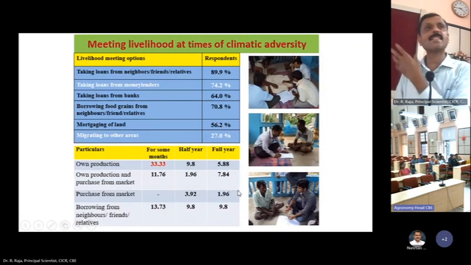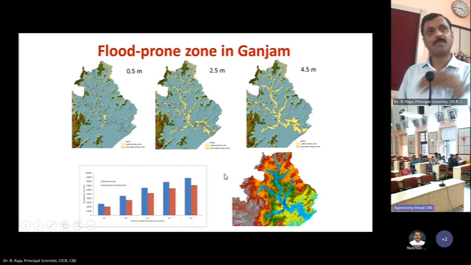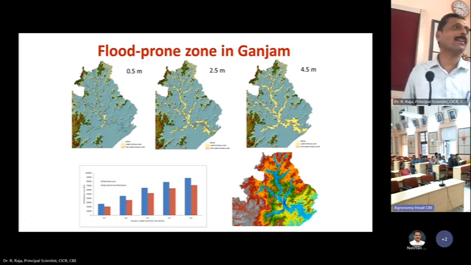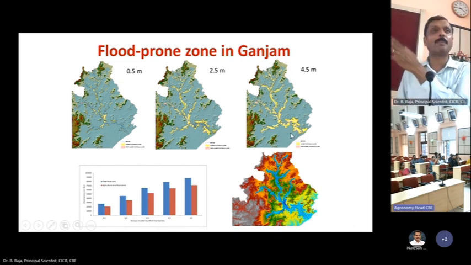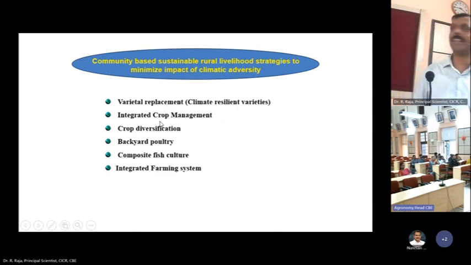We discussed with the community, had a questionnaire, and came out with strategies. Then we mapped the resources, and even when flood comes, the Rusikulya river is there. When it overflows, how much area will get affected? With IARI's help, we could map that area. So then we came out with these: a tolerant variety, integrated crop management, diversifying the crop, then some animal component and fishery component.